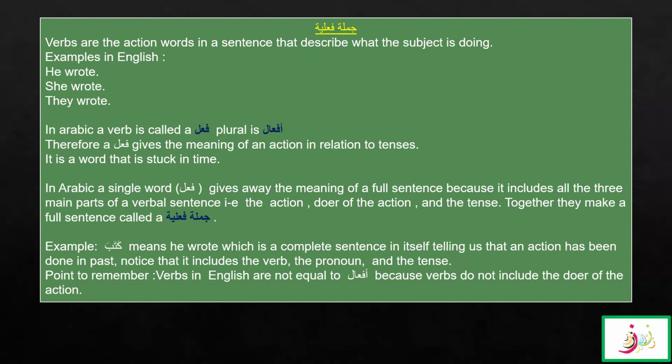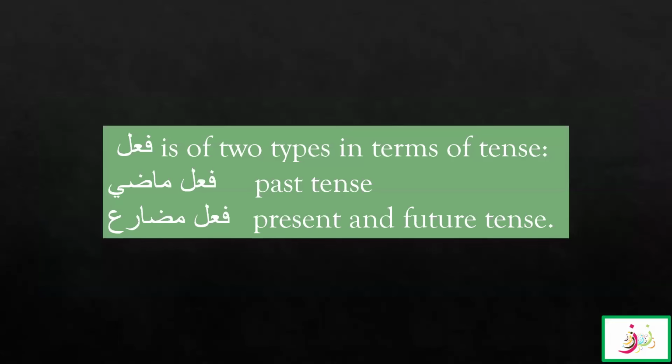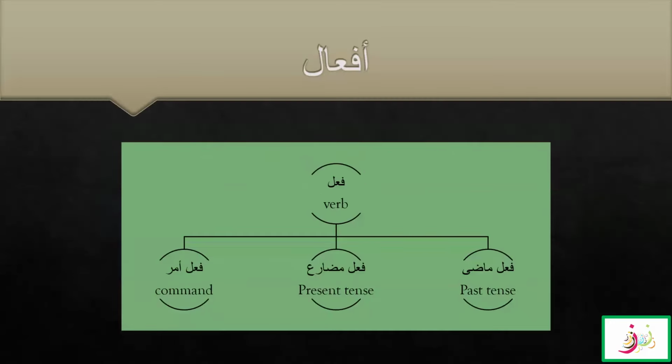We also learned that the verbs in English are not equal to afal, because verbs do not include the doer of the action in English. Again, we learned that fa'il has two terms of tenses, fa'il madi and fa'il mudari, and we have been learning about fa'il madi a lot. We have learned lots of things about fa'il madi. Inshallah, we are going to learn more about fa'il madi and fa'il mudari. So here there is another type, that is fa'il that is command, that is also made from fa'il mudari, and we have learned this in our sarf section.